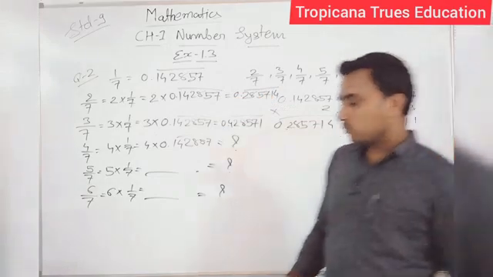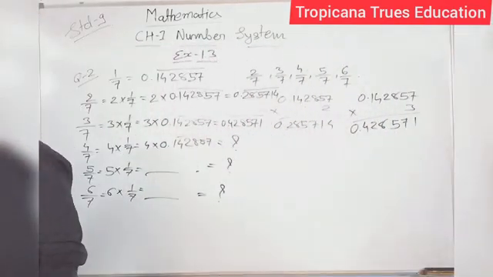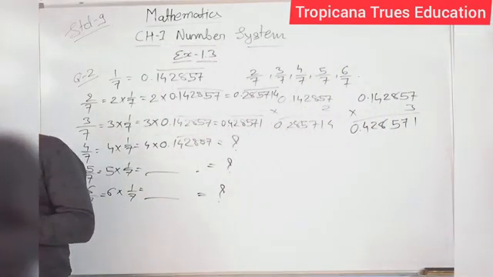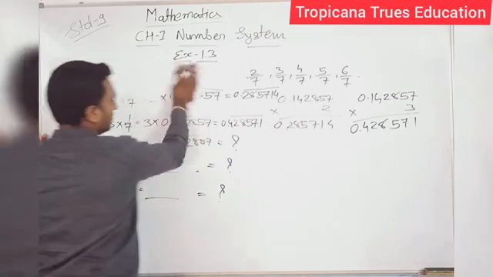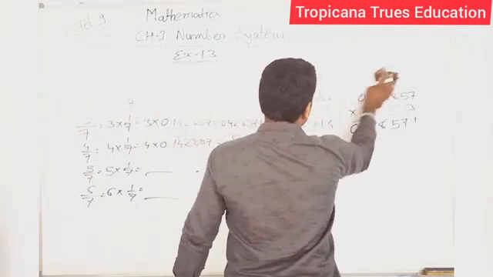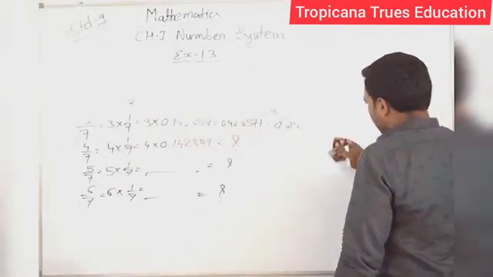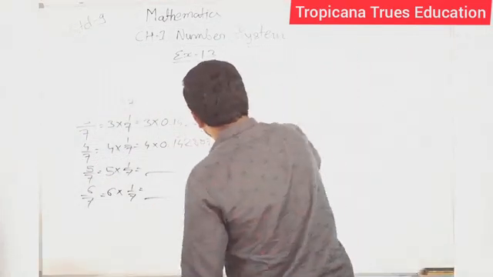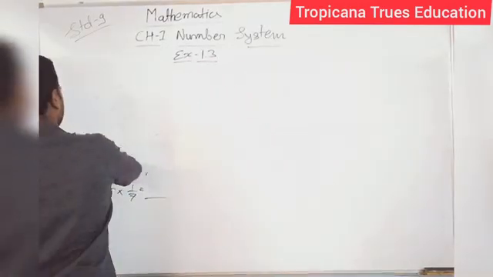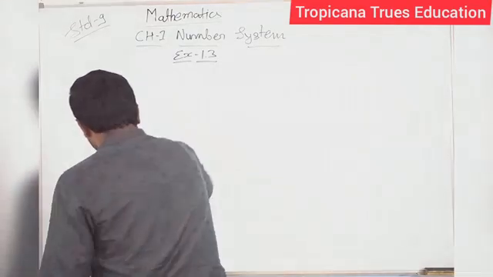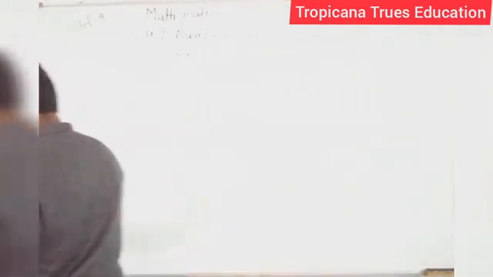Now next, question number 3. We have to write in the P upon Q form. Next is your P upon Q form. Here a decimal number will be given, and we have to convert it into P upon Q form. So question number 3, your first one.